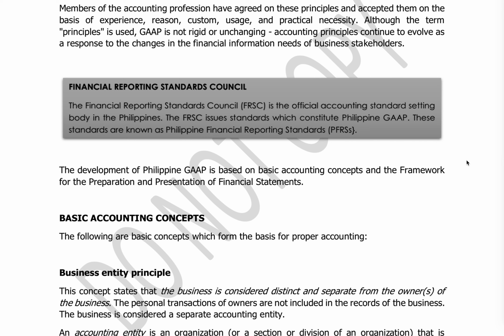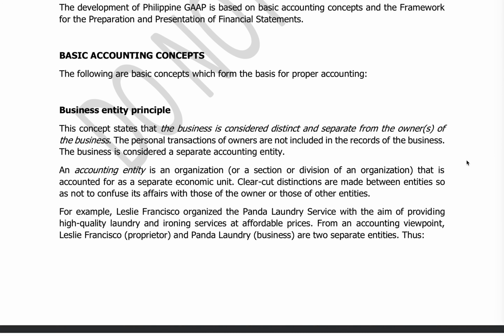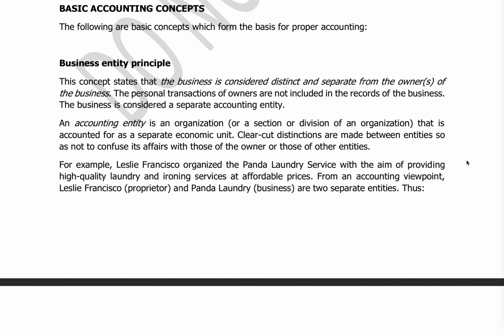So, this development of Philippine GAAP and Philippine Financial Reporting Standards is based on accounting concepts and the framework for the preparation of the PFRS. So, bago magawa yung PFRS, kailangan sumusunod muna siya sa Generally Accepted Accounting Principles and Basic Accounting Concepts. Yan. So, ang framework, ibig sabihin, ang basis ng Philippine Financial Reporting Standards ay si Generally Accepted Accounting Principles. And what are these basic principles that we have?